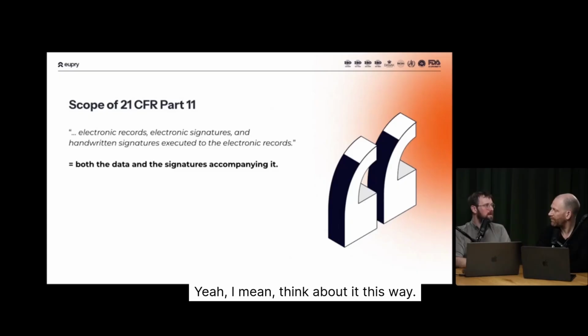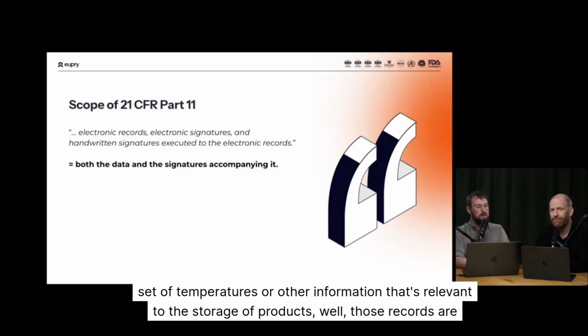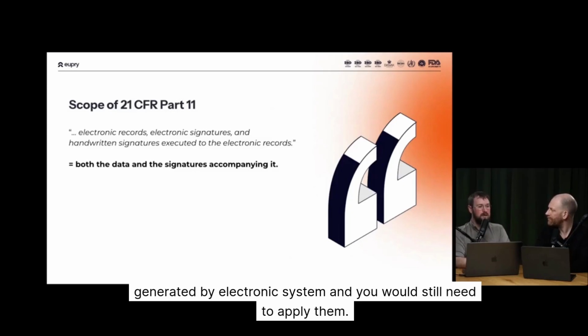Yeah, think about it this way: if you have a computer system, like an environmental monitoring system, and that system produces a set of temperatures or other information relevant to the storage of products, those records are generated by an electronic system, and you would still need to apply Part 11.